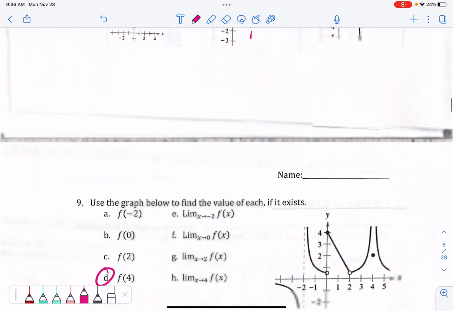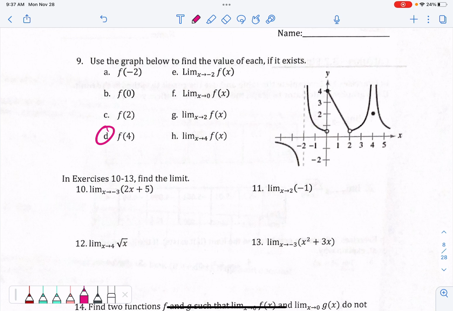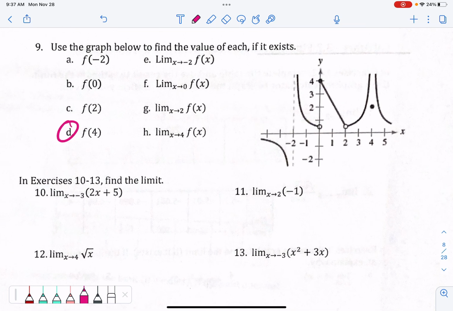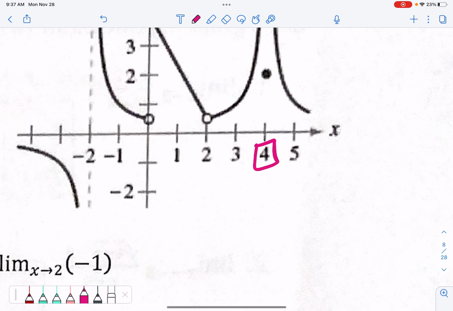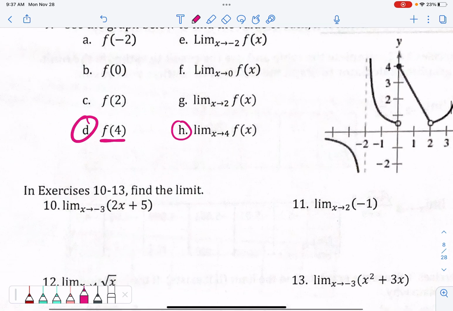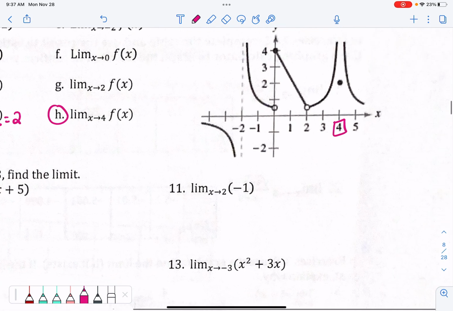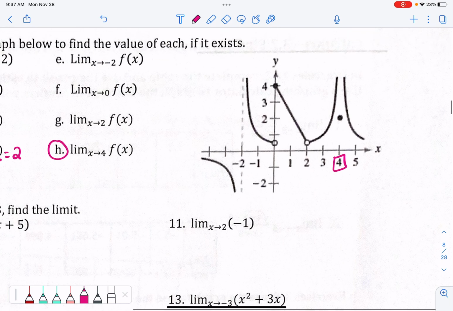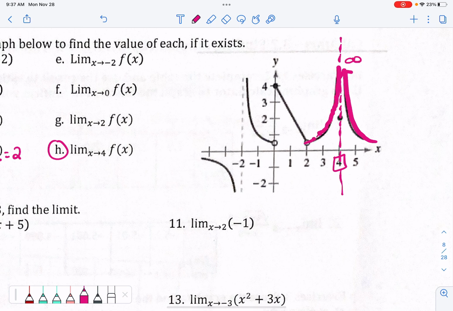All right, on the back side, let's talk about part D, because this always stumps people. They want us to do 2 things, D and H. Let's figure out what f of 4 is, which means what is the y-coordinate actually at 4? If the x-coordinate is 4, the y value is actually at 2, right? It actually has a physical dot at 2 for a coordinate. So f of 4 is actually 2 itself. But now they want us to find the limit at 4, okay? So here's where 4 lives. On the right side, it's approaching infinity. On the left side, it's approaching infinity.